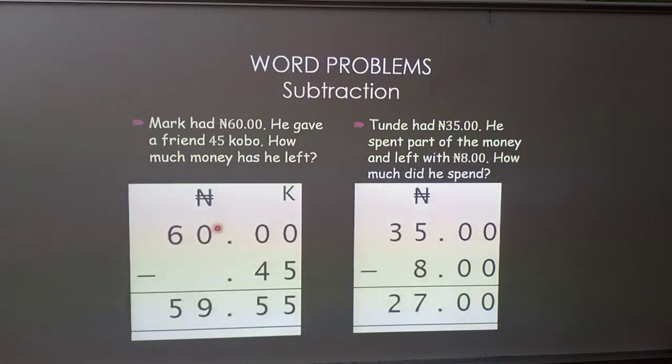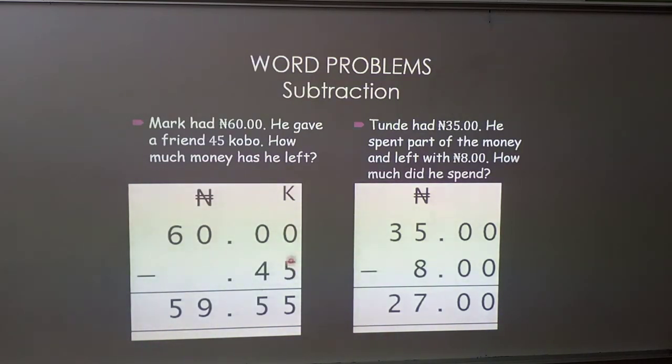Okay, so again, you arrange your money according to the different currencies. Naira goes in its own column, while kobo goes in its own column. 60 naira 00 kobo. 60 will be arranged under naira, 00 will be arranged under kobo. While 45 kobo has no naira in it, so there will be no digit here, and 45 is going to go under the kobo column. Okay, 2 digits. The first 4 goes under the first 0, while the 5 goes under the second 0.